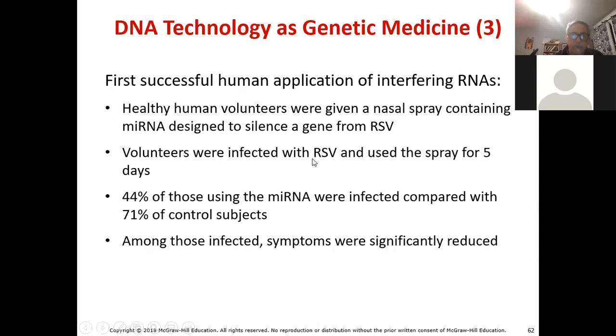Volunteers were infected with RSV and then used the spray for 5 days. 44% of those using the microRNA were infected, compared with 71% of the control. So though it did reduce the infection by this virus, which isn't bad, you're still having a lot of people who still are infected. But on the plus side, those who still were infected, their symptoms were significantly reduced.